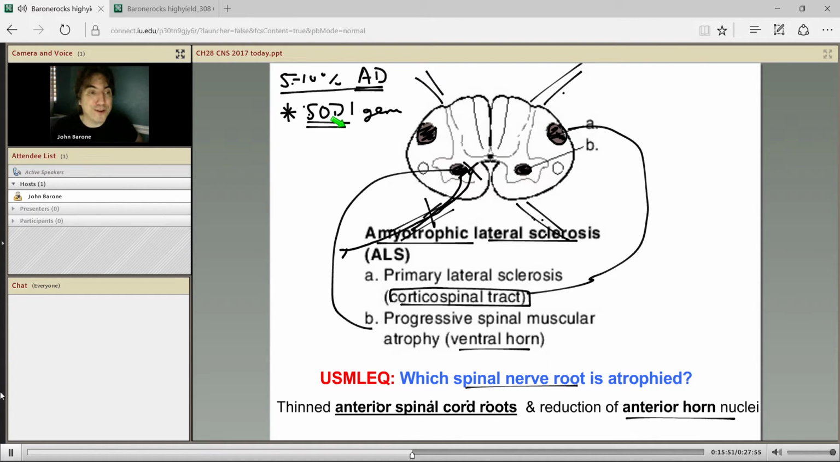Students sent me an email. John, it was Lou Gehrig's. They asked me what gene. I didn't even know there was a gene. There's several genes, but superoxide dismutase, that was the one that was on this exam.